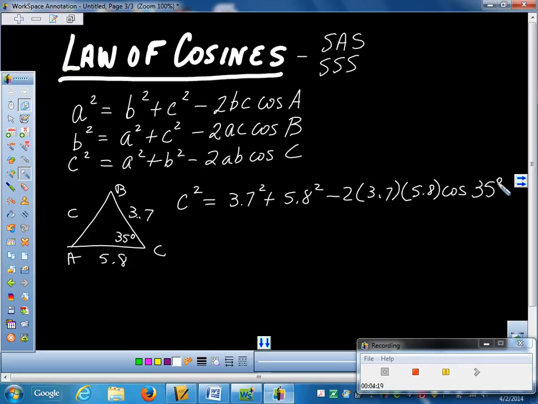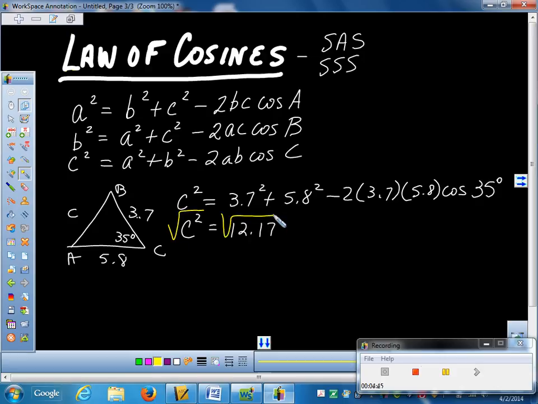Okay. You can literally punch that entire thing in your calculator in one step. You don't need to work out each piece separately. Just run the whole thing into your calculator at once. But realize when you do that, yes, you're going to get something rounded off. It's about 12.17, but that's C squared. So once you get that answer, you're going to have to square root it to get down to side C.